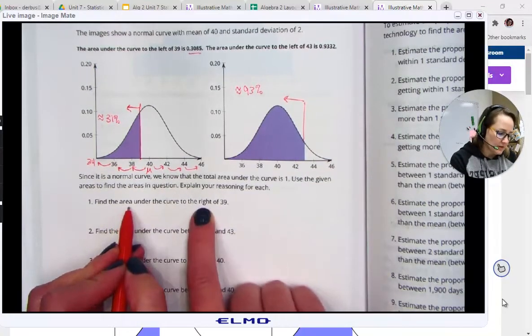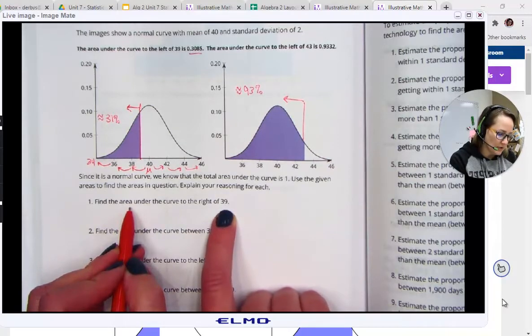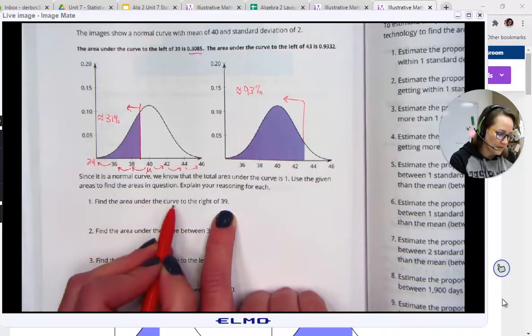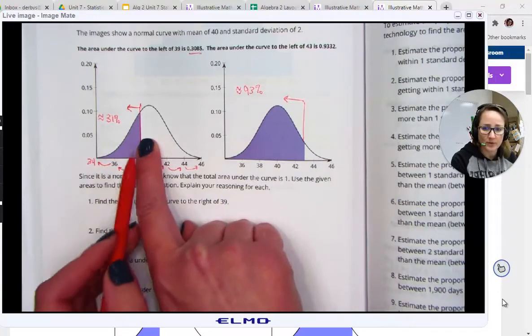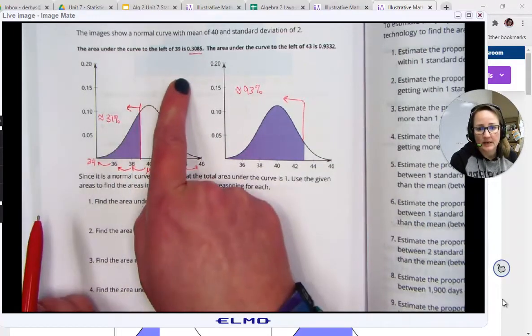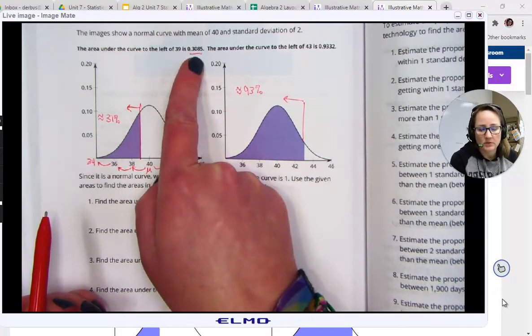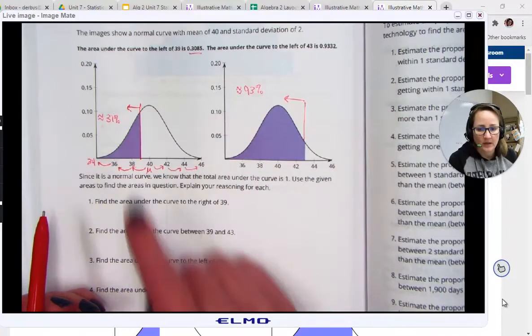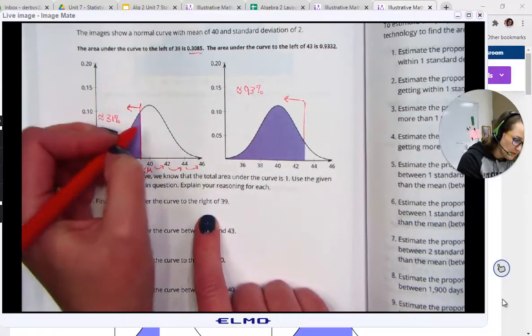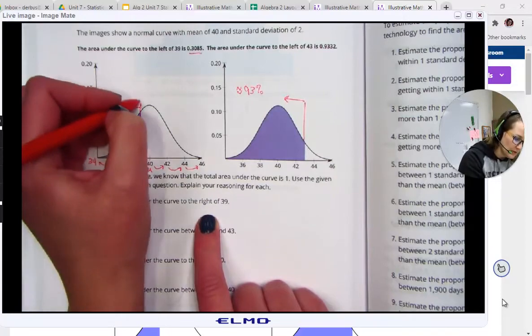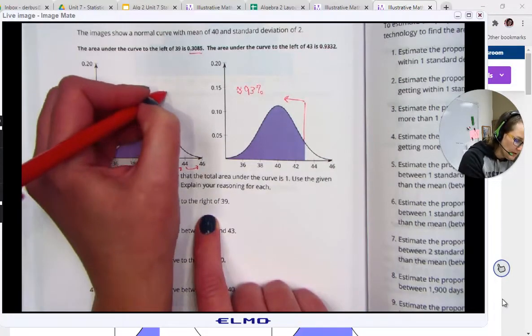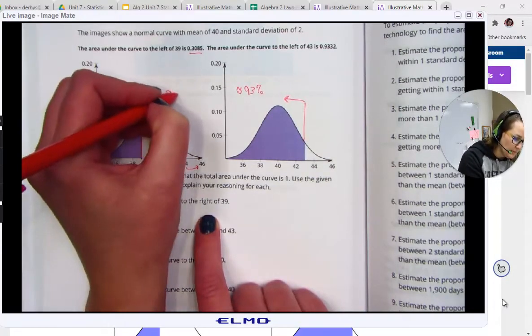Find the area under the curve to the right of 39. The area under the curve to the right. So it told us everything to the left is 0.3085. And it wants to know to the right. So it wants to know everything, and I'm going to do this with my color coding. It wants to know everything from here to here. That's my question mark for number 1.